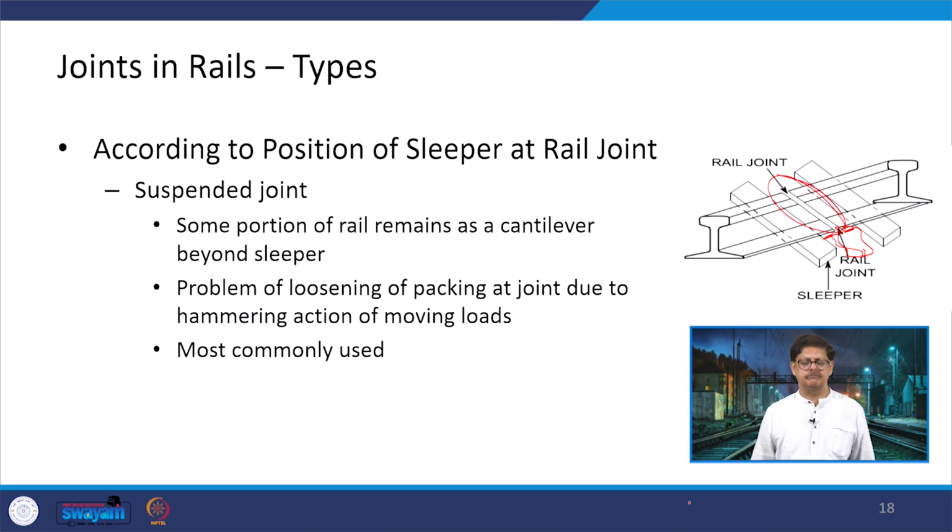So, the problems of loosening of packing at the joint due to the hammering action of the moving loads can be there, and there is a sub portion of the rails that remains, as I said, the cantilever beyond the sleeper, but still this is one of the most commonly used types of joint system.